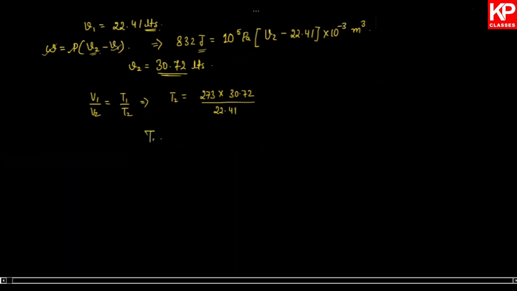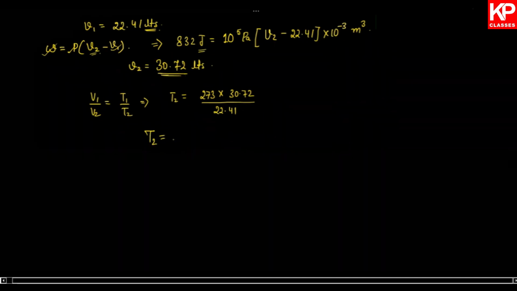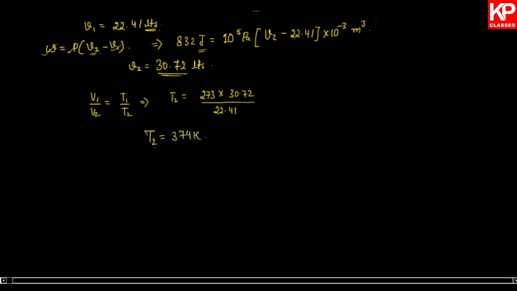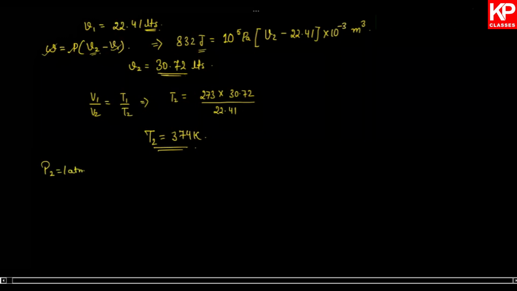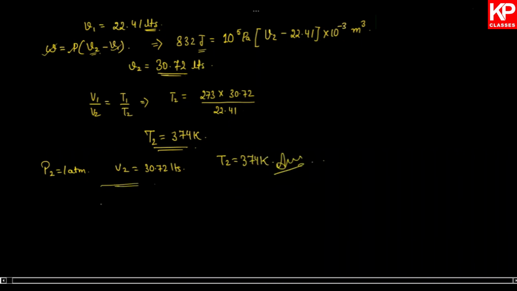So T2, what is the temperature? 374 Kelvin. Very good. So we have obtained the state of the system, that is P2 equals 1 atm, V2 equals 30.72 liters, and T2 equals 374 Kelvin. Done with the first part. I hope it is clear how we have derived this particular expression and how we have calculated the final state of the system.